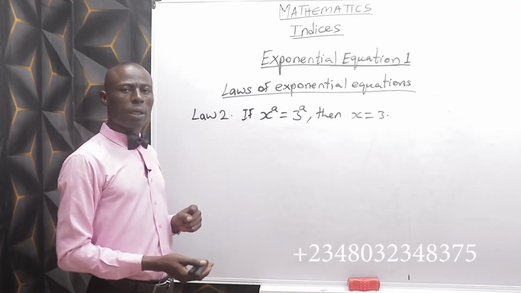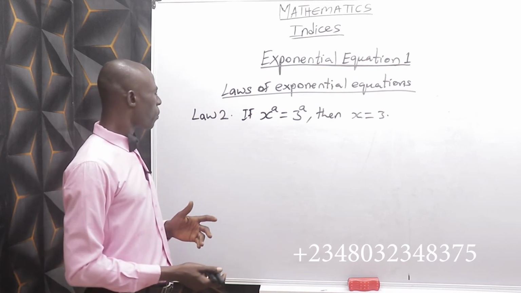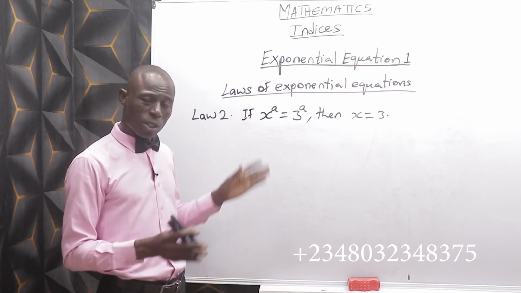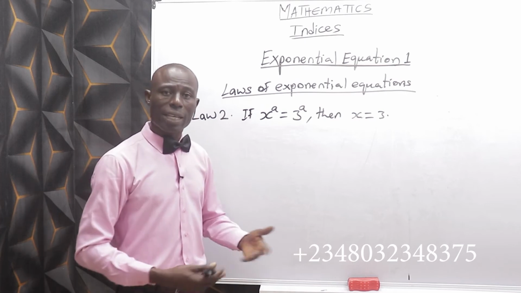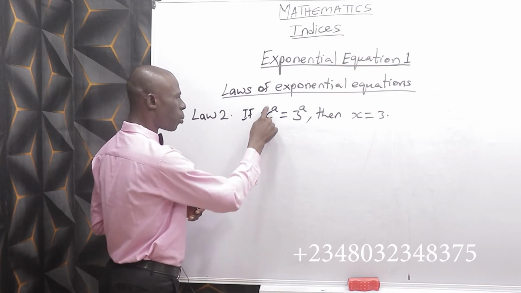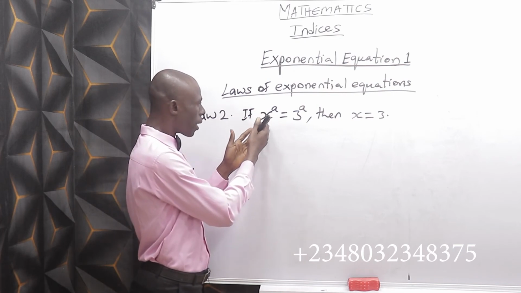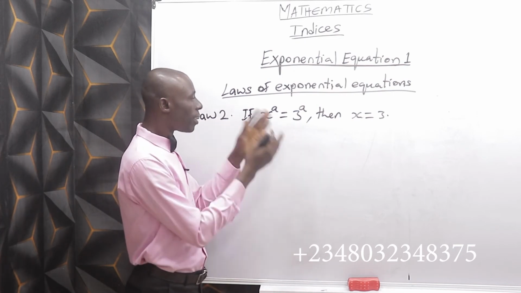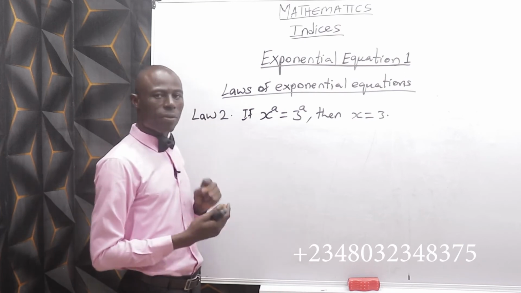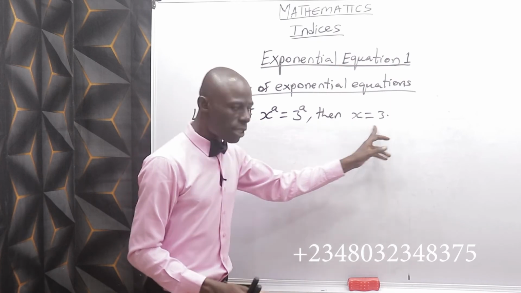Law 2 in the indicial equation or exponential equation, you can call it either way. Law 2 states that if you have a common power on different sides of the equation, it simply suggests that their base numbers are also the same. As you can see, x raised to power a is equal to 3 raised to power a. The power on this side, which is a, is equal to the power on the other side, which is a. Definitely, their base numbers are the same. This base number here is x, the base number here is 3, then their base numbers are the same. Thus, x is equal to 3.